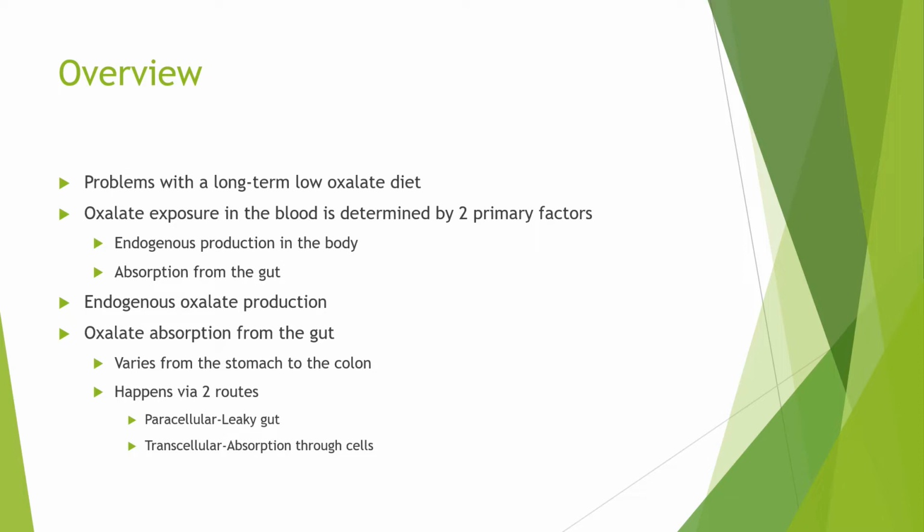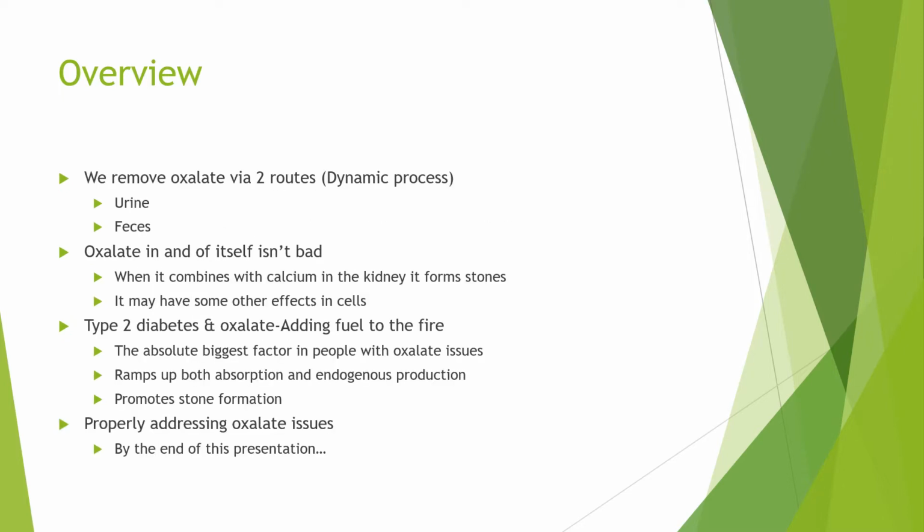It happens via two primary routes: the paracellular route, which is also caused by leaky gut with the breakdown of the tight junctions, and the transcellular route, which is absorption through cells. This is something that we don't have direct control over, although there are certain things we can add in our diet to prevent us from absorbing oxalate through the transcellular pathway. We're also going to dig into how we remove oxalate from our body.